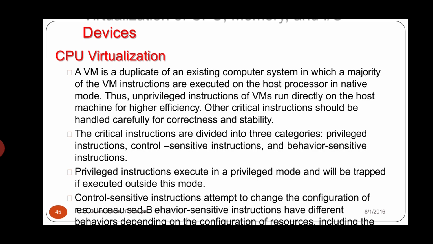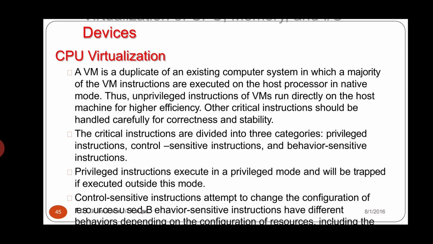Coming to the next point, we have seen the critical instructions are divided into three categories. How many categories? The critical instructions are divided into three categories, namely privileged instructions, the second one control sensitive instructions, and the third one behavior sensitive instructions.